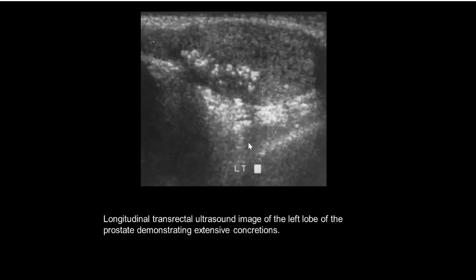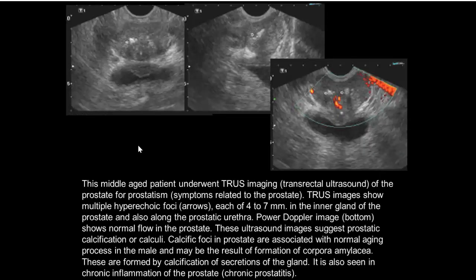bodies. This is a longitudinal transrectal image of the left lobe showing extensive prostatic concretions. This is concretions of the prostate. This is a middle-aged patient with TRUS ultrasound. We show multiple hyperechoic foci, each one 4 to 7 mm, in the inner gland of the prostate and along the prostatic urethra.